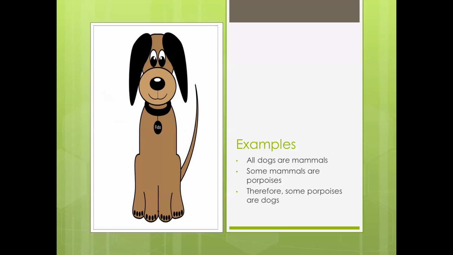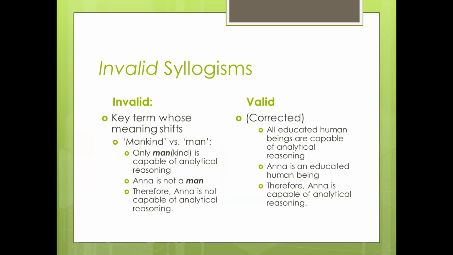Here's a good example of what we're talking about. All dogs are mammals. That's true. That's your major premise. Your minor premise is that some mammals are porpoises. Okay, that's also true. That can be fact-checked and verified. But your final conclusion, rather, some porpoises are dogs, is highly illogical. It doesn't make any sense. So that's what's referred to as an invalid syllogism.